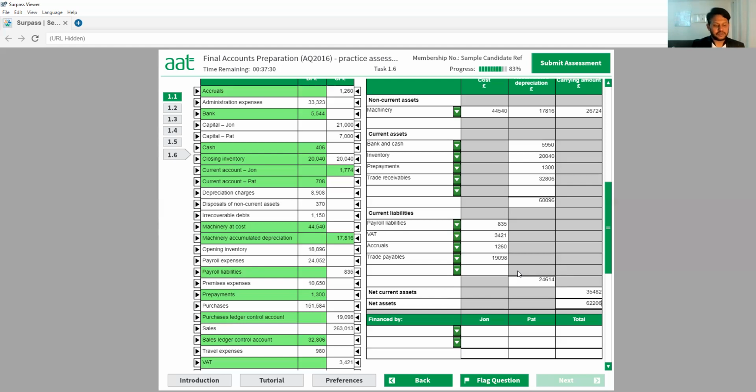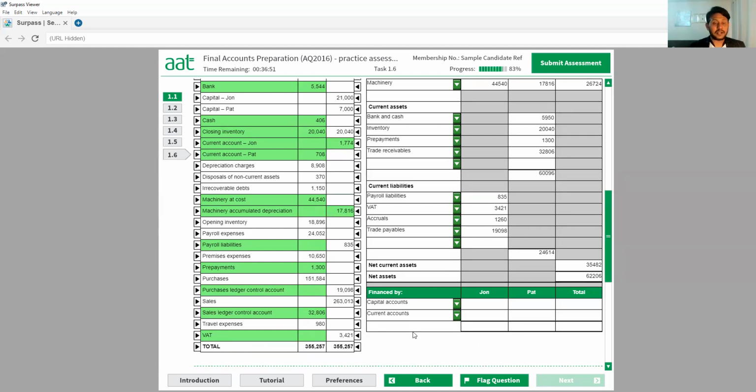Now the statement of financial position for our partnership is a little bit different from the sole trader on the financed by section. On the sole trader business, we do opening capital, plus profit, less drawings, less losses, and find the closing capital. But for the partnership, we just take two accounts. We take the partnership capital account and partnership current account. These two accounts will be equal to the net asset.